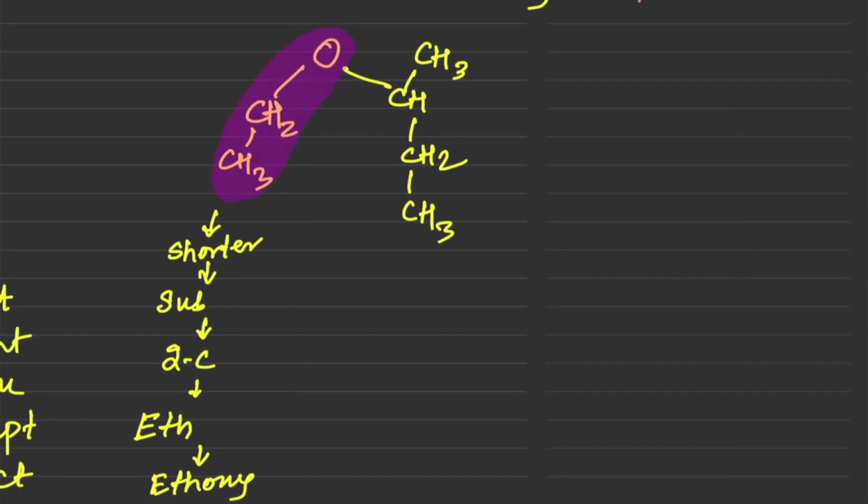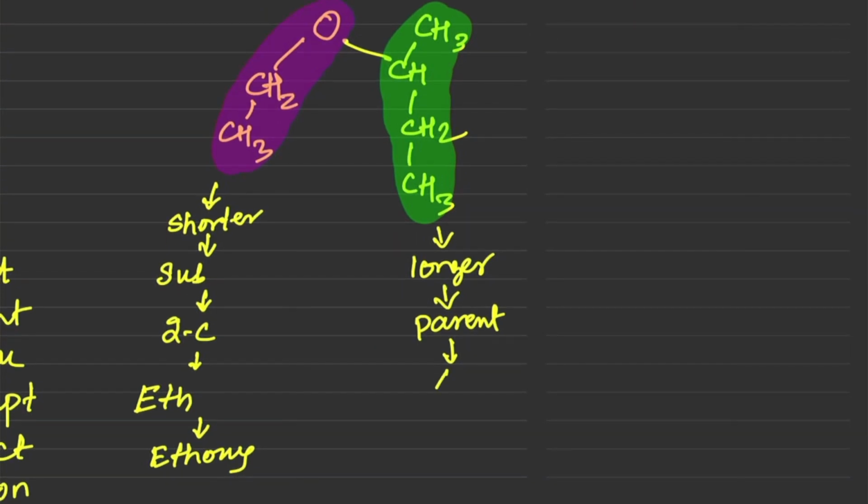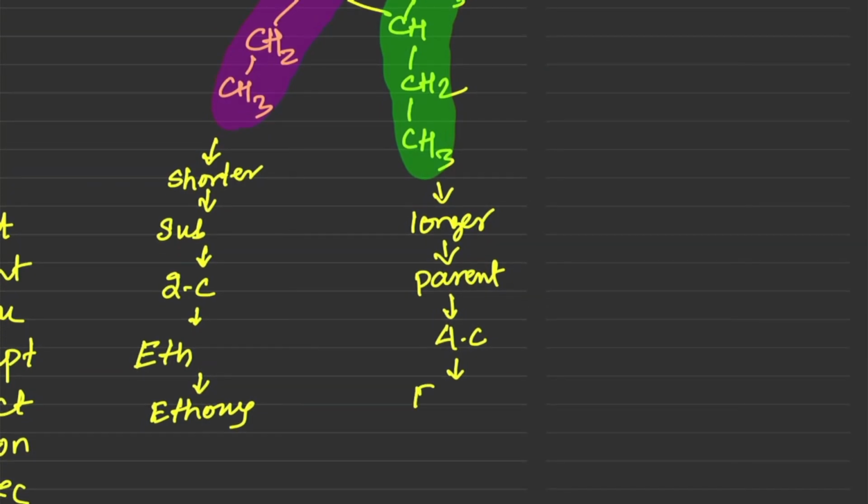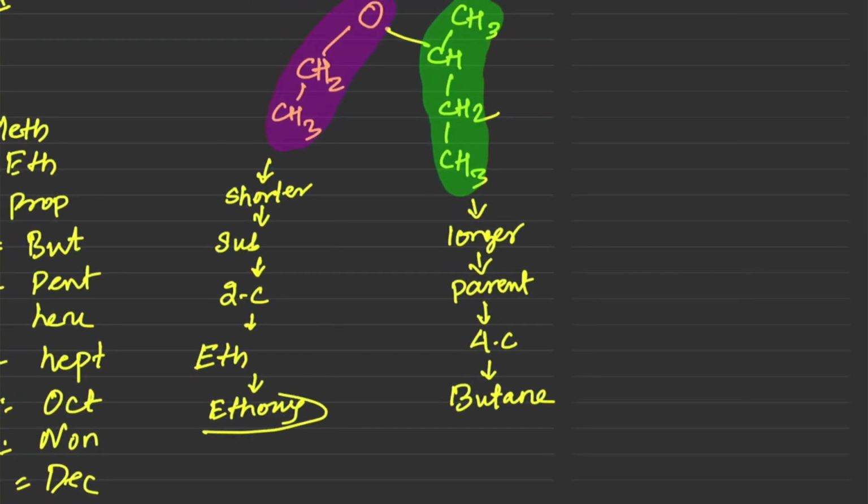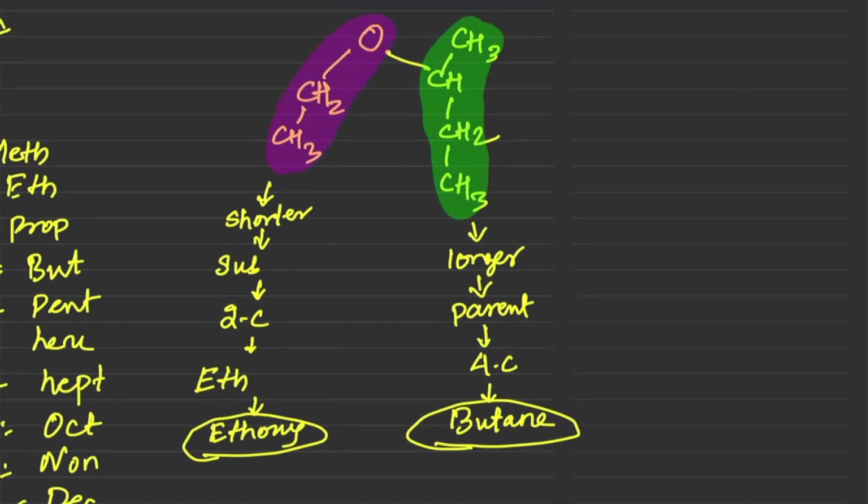Okay, let's look at the parent. So this one is longer, so this one would be parent. And what is the parent name here? It has 4 carbon atoms. 4 carbon atoms means it's an alkane, so it's gonna be butane. All right, so we got our name. So ethoxy and parent is butane. Last thing we gotta do is number them.